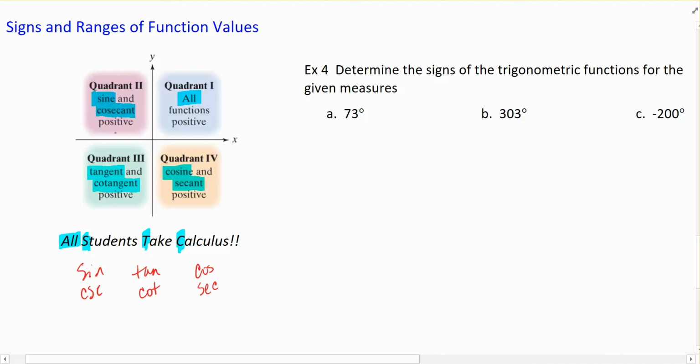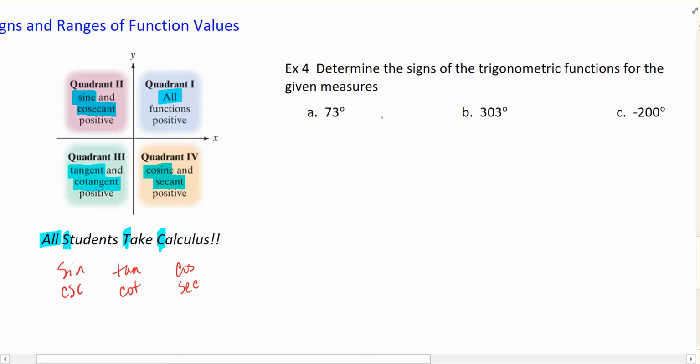So all students take calculus helps us identify which functions are positive, and then we fill in which ones would therefore have to be negative. So let's practice that for just a second. With these examples, I just want to know what the sign of the function values are given 73 degrees. 73 degrees would be over here in the first quadrant, and in the first quadrant, all functions are positive.